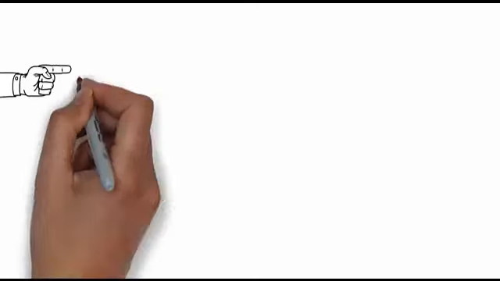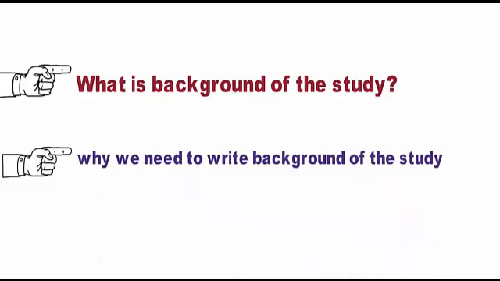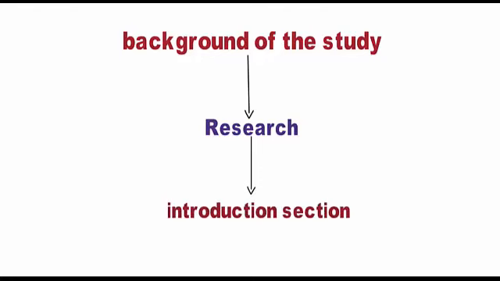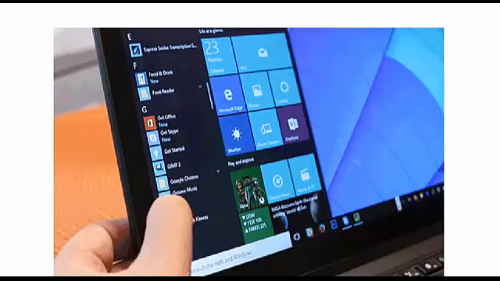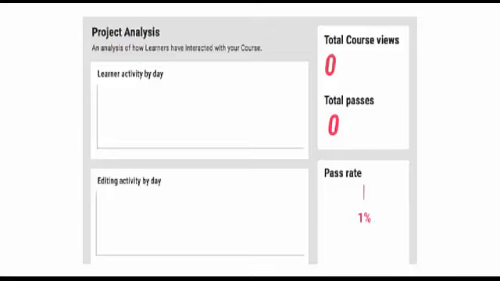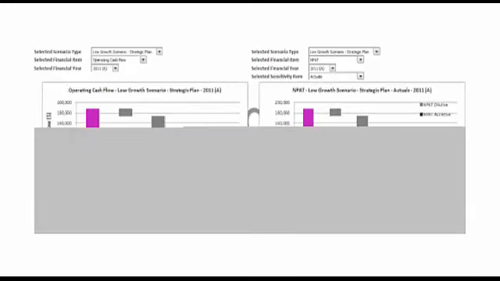First, we need to understand what the background of the study is and why we need to write the background of the study in a research paper. The background of the study is a part of a research provided in the introduction section of the paper. It is a compilation of adequate information that is based on the analysis of the problem or proposed argument, the steps and methods needed to arrive at the design, the implementation of the results achieved, and feasible solutions.